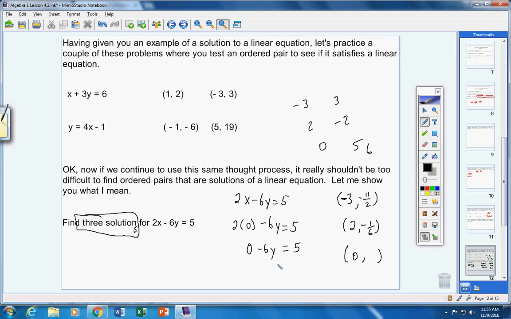Step 3, move your terms around. Well, there's really no need to move a 0. It's just gone. Next, simplify both sides. We can't. And then divide both sides by your coefficient. So y equals a negative 5/6. It's negative because you have a positive divided by a negative is negative. Negative 5/6. And there you go.